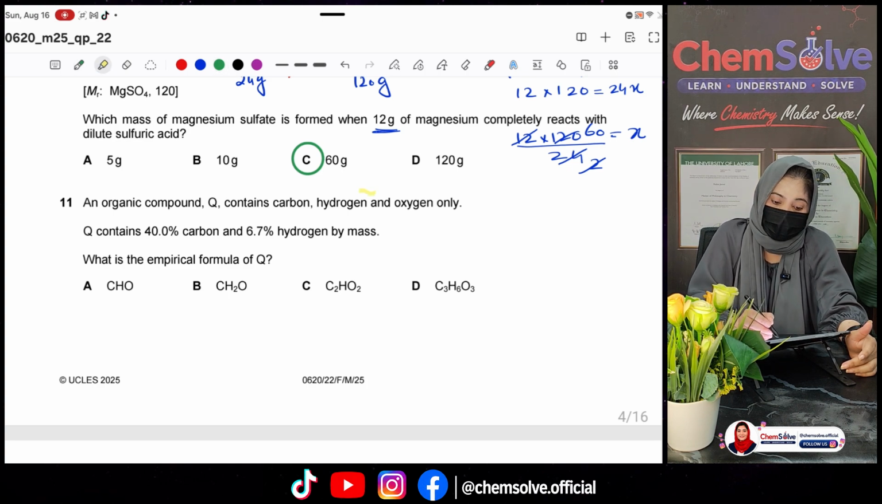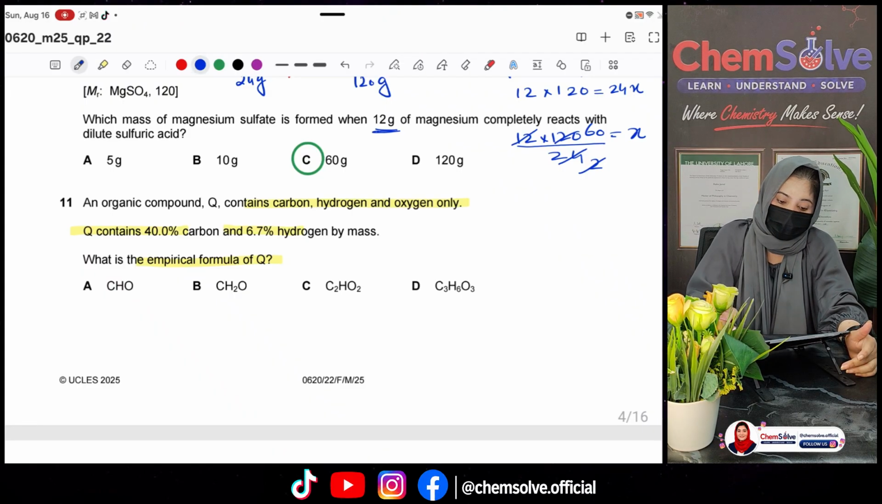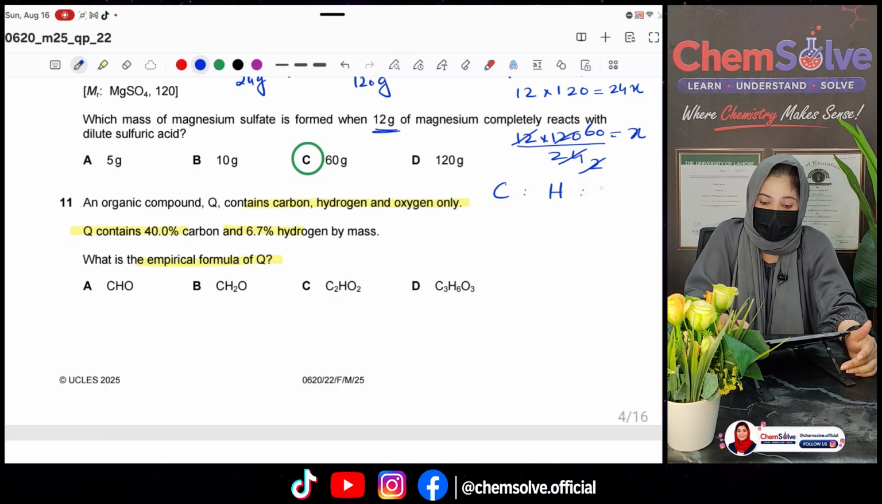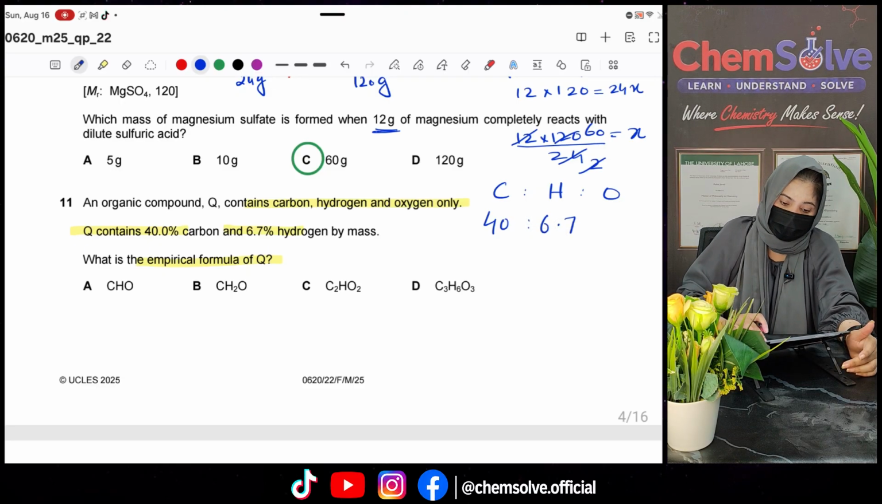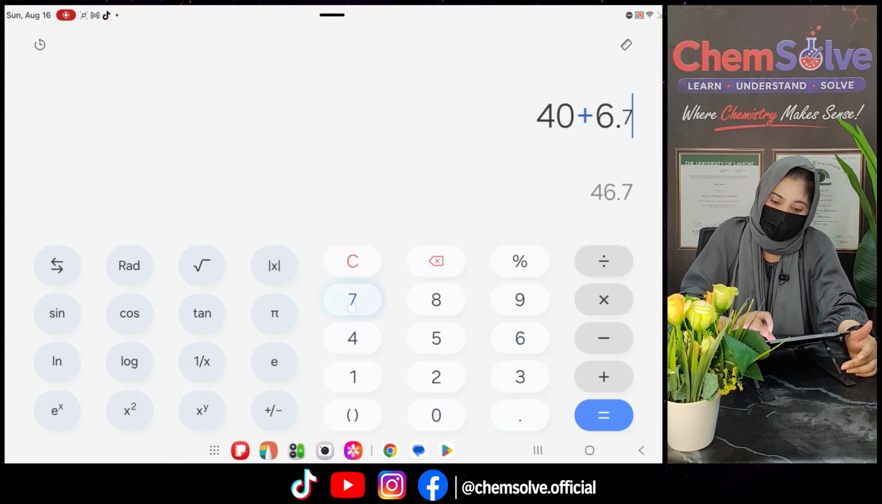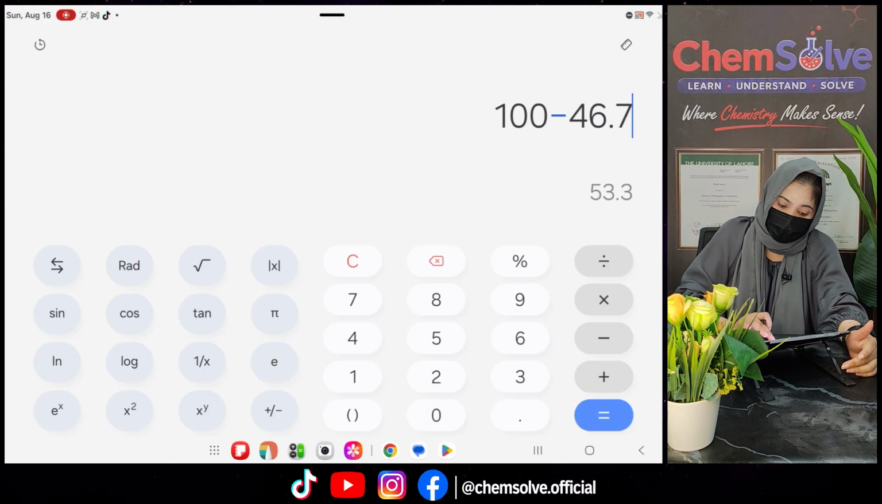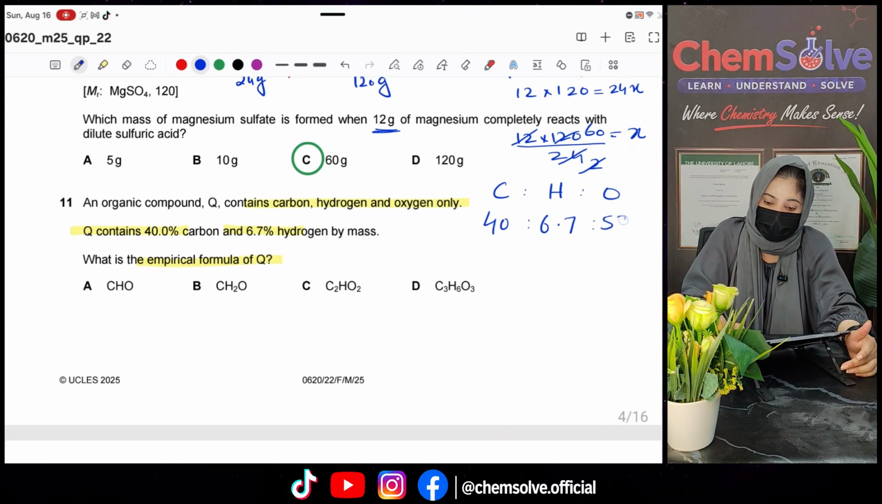An organic compound Q contains carbon, hydrogen, and oxygen only. Q contains 40% of carbon, 6.7% of hydrogen. And what is the empirical formula of Q? For this, we need the percentage of oxygen as well. So I will write carbon, hydrogen, and oxygen. Carbon is 40, hydrogen is 6.7. So 40 plus 6.7, this is 46.7. 100 minus 46.7. This is 53.3. So oxygen would be 53.3.